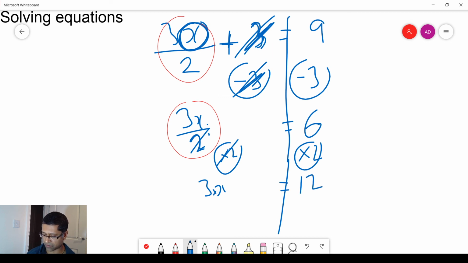To get rid of times by 3, you divide by 3. Do the same on the other side. So 3 divided by 3, they knock each other out. So you're left with x is equal to 12 divided by 3 is 4.